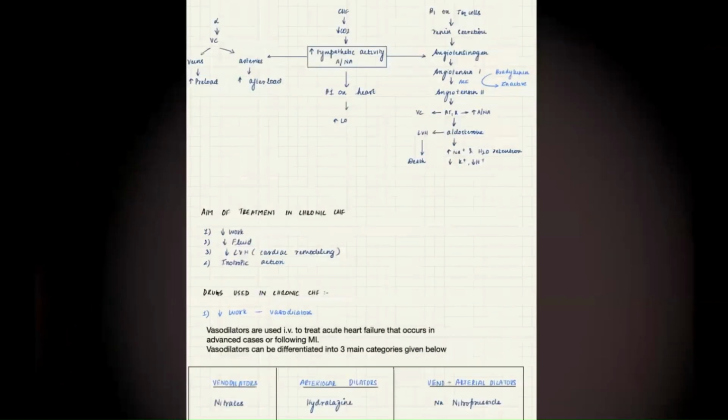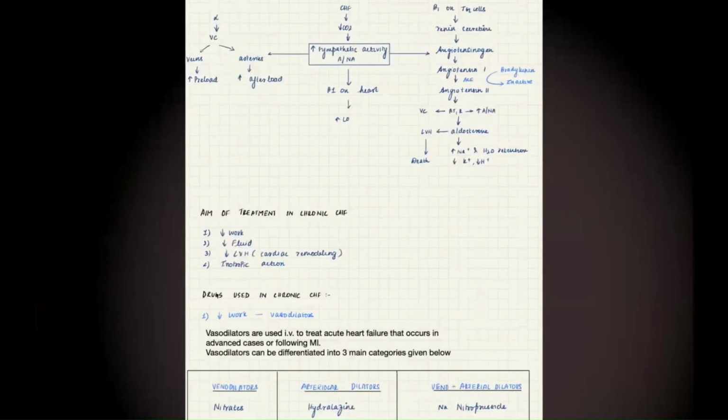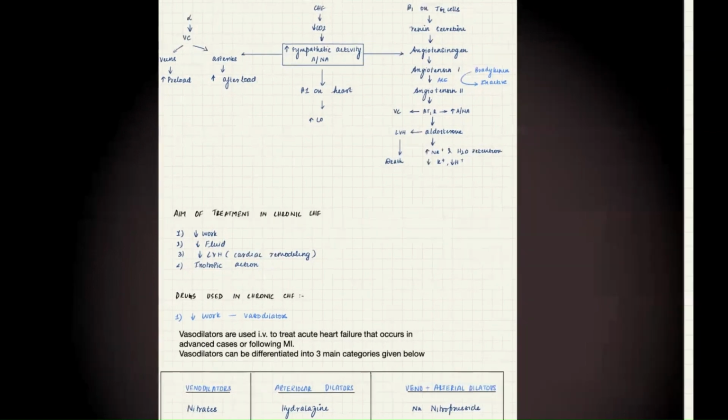Next, for chronic congestive heart failure, we have the compensated state, where the aim of treatment is decreasing the work, decreasing the fluid, decreasing the LVH, and inotropic action. The drugs used in chronic CHF for decreasing work are vasodilators. Vasodilators can be differentiated into three main categories given below.